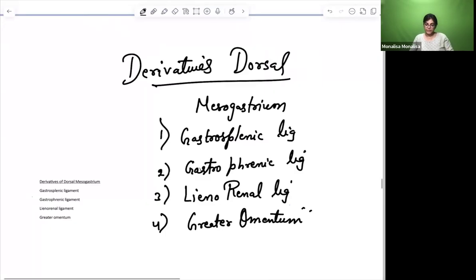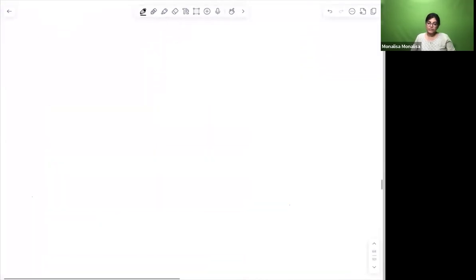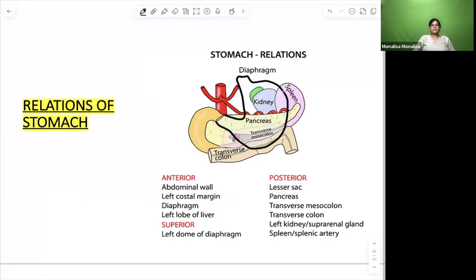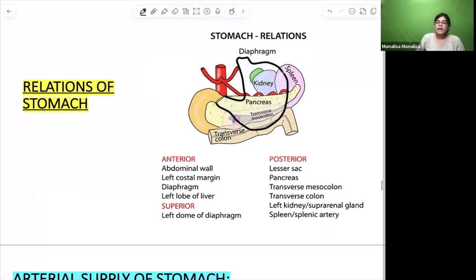Very good. Now, relations of the stomach. The next important topic is relations of the stomach. You can refer to this image in which anteriorly the stomach is related to the anterior abdominal wall, left costal margin, diaphragm, and left lobe of the liver. Superiorly, the stomach is related to the left dome of the diaphragm. The posterior relation of the stomach is called the stomach bed.